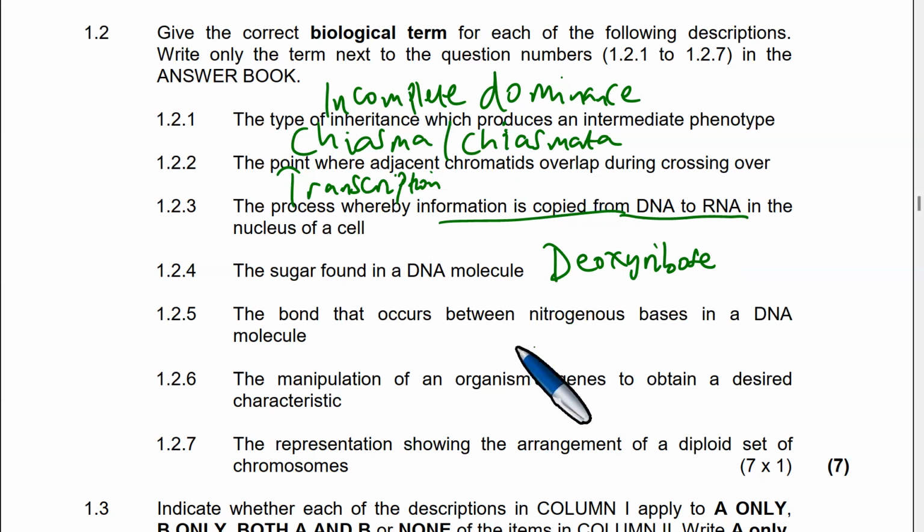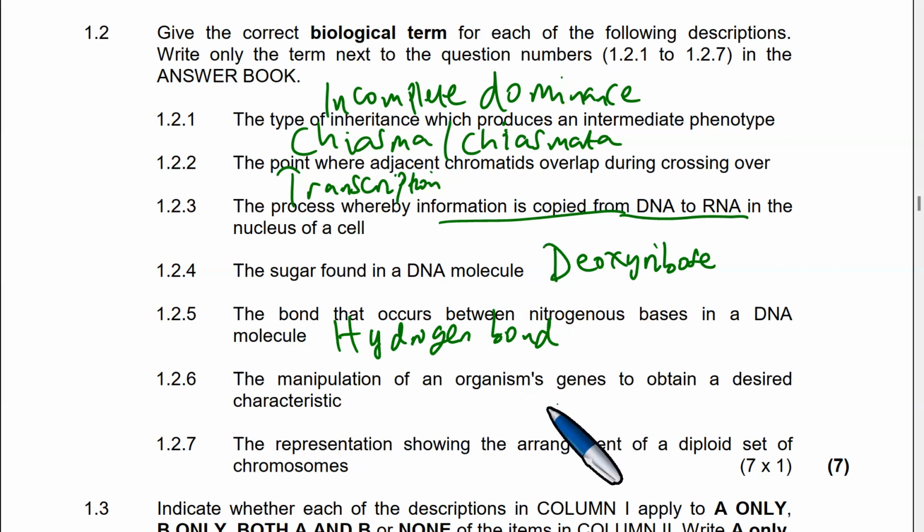The bond that occurs between nitrogenous bases in a DNA molecule. What is that bond called? Right, so let's look at the bond. The bond that occurs between nitrogenous bases in a DNA molecule is the hydrogen bond. It is the hydrogen bond.